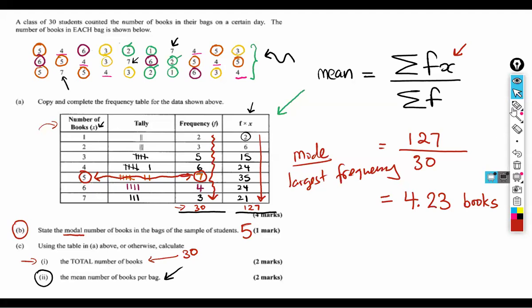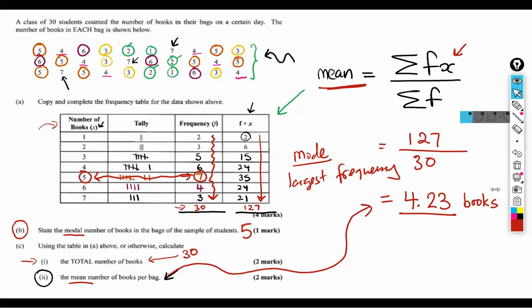The last part of the question was to find the mean. Remember, we found the mean. So 4.23. Yes, and just to answer one question, yes, the more powerful method of doing pie charts is the cross multiplication method.